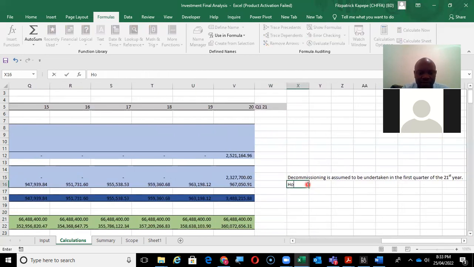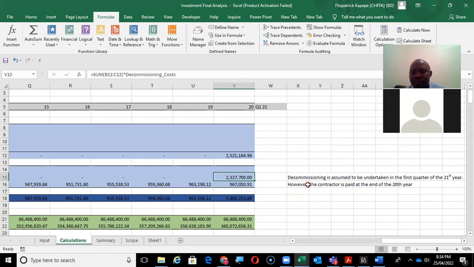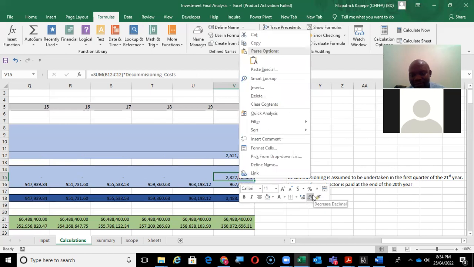However, payments are made, or however, the contractor is paid at the end of the 20th year, so that you have it there. You get me? Yes, understood.